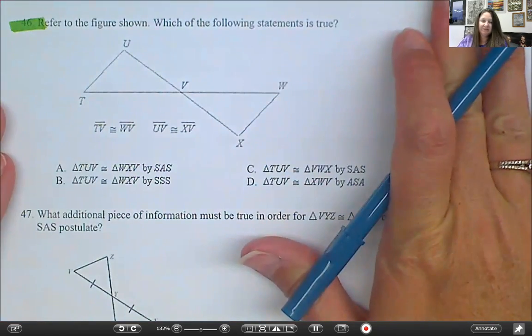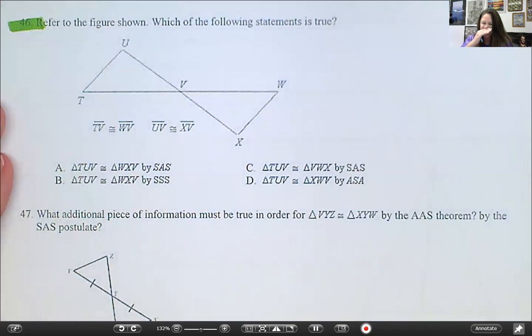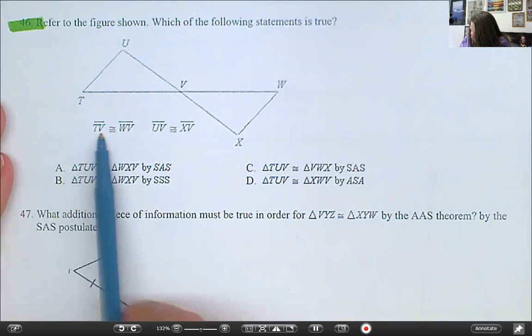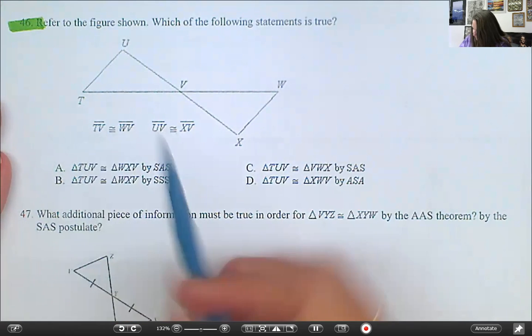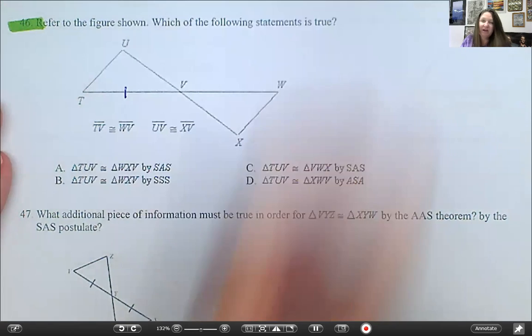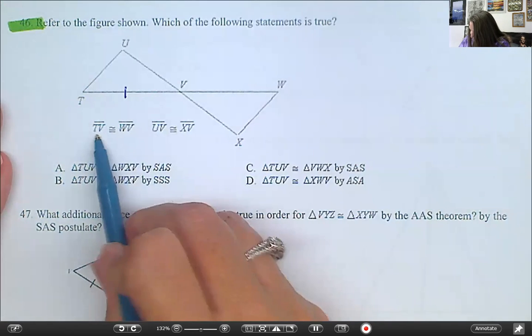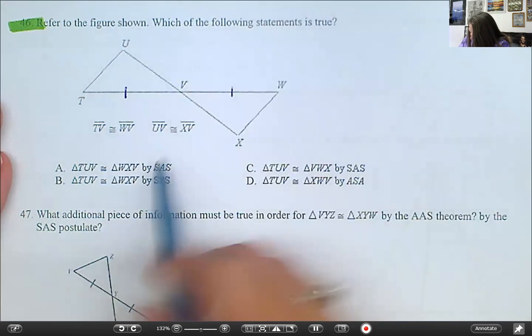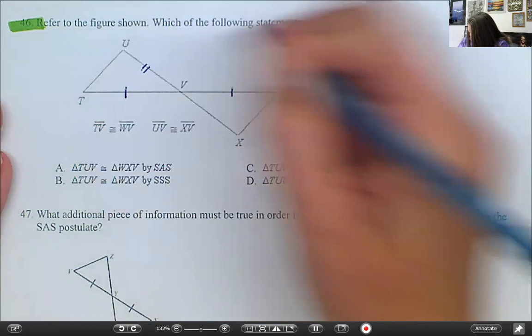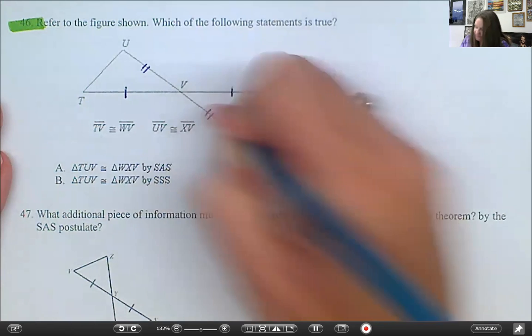Okay, in 46, we want to find the true statement. So we want to find the case that does prove that the triangles are congruent. So here, I should see I have some given information marked below here. Mark it on your diagram so that you can see exactly what you have. So we have side TV congruent to WV, and UV congruent to XV.